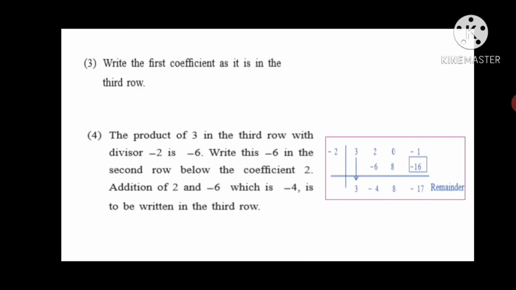Now add 2 and minus 6, which gives minus 4. Multiply minus 4 with minus 2, that will be plus 8. 4 twos are 8, and minus times minus is plus. The 0 plus this 8 gives you 8. Again multiply 8 with minus 2. 8 twos are 16, so minus 16. So minus 1 and minus 16, that is minus 17. It is the remainder. The third row gives you the remainder and the quotient.